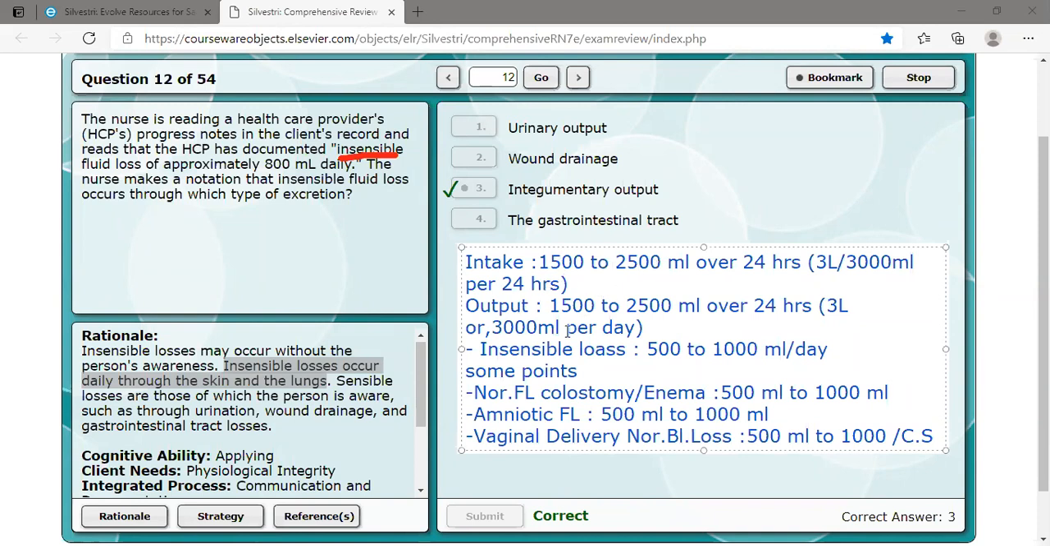So output would be 1,500 to 2,500 ml over 24 hours, or 3 liters, and 3 liters equals 3,000 ml per day. The fluid that we do not see, that we are not aware of, we call insensible losses. Insensible fluid loss occurs through the integumentary system, like skin or lungs. The amount is 500 to 1000 ml per day. Normal fluid from a colostomy or enema loss is also 500 to 1000 ml.